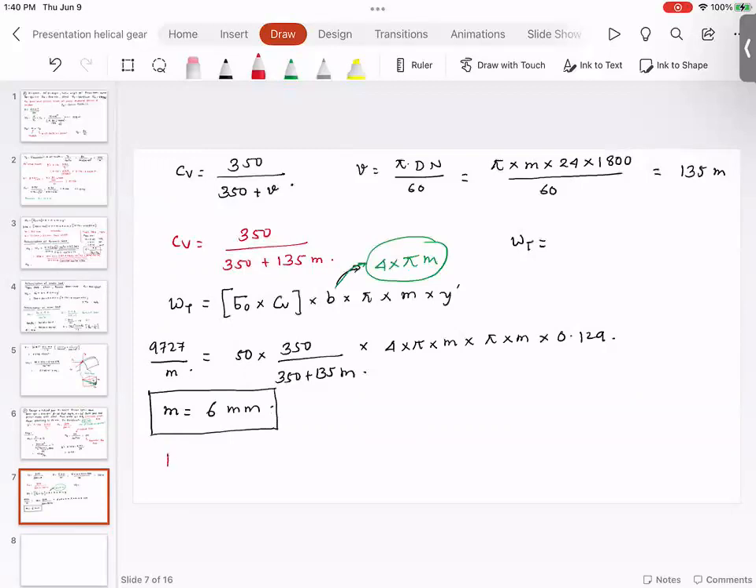And face width B is 4 times pi times m, 4 times pi times 6, 76. And from here you can find out the velocity, 135 times 6 divided by 5, let me just give you in meters per second.